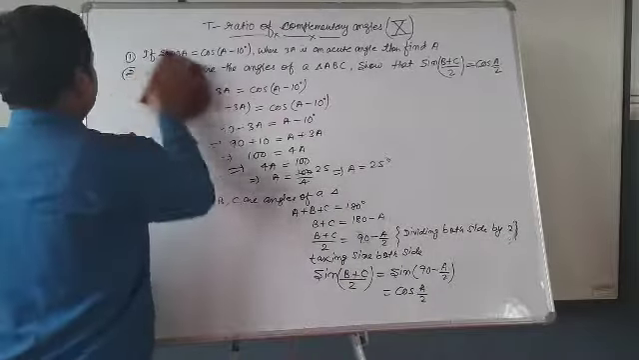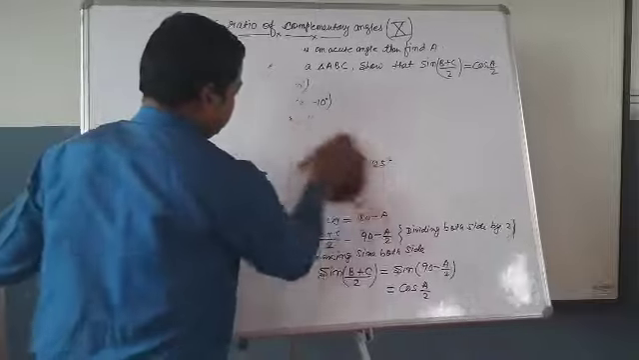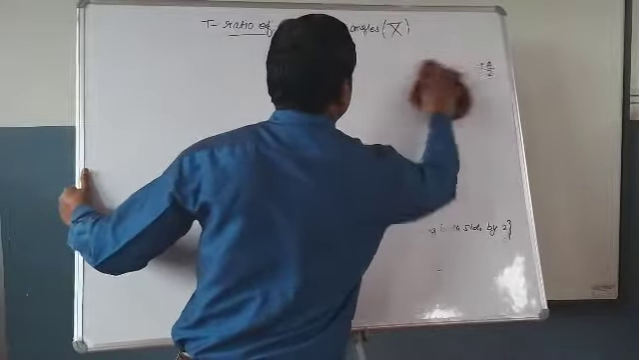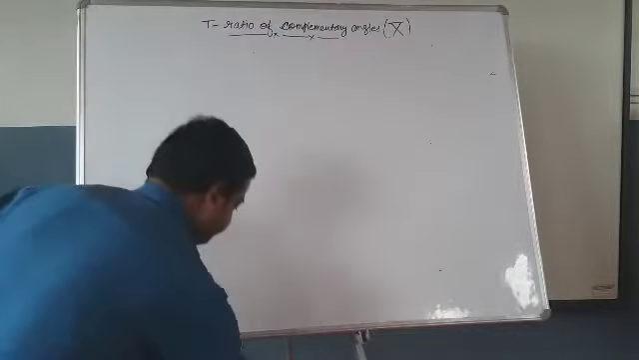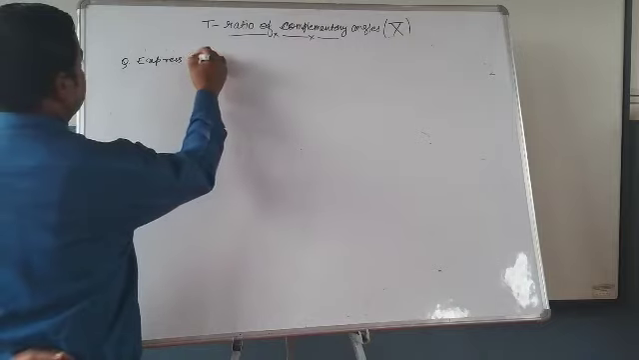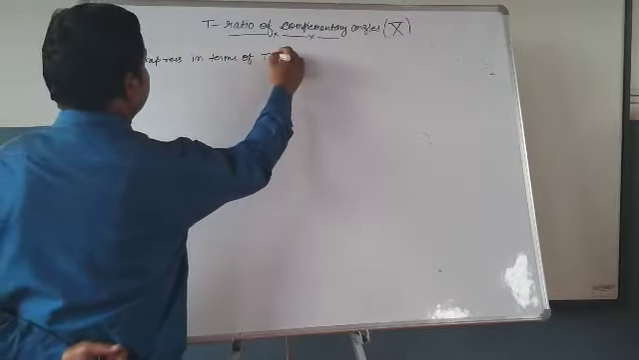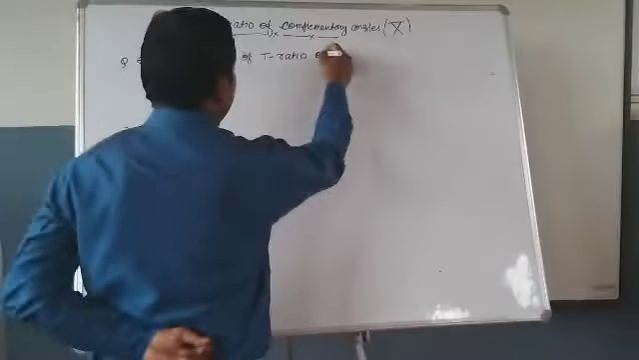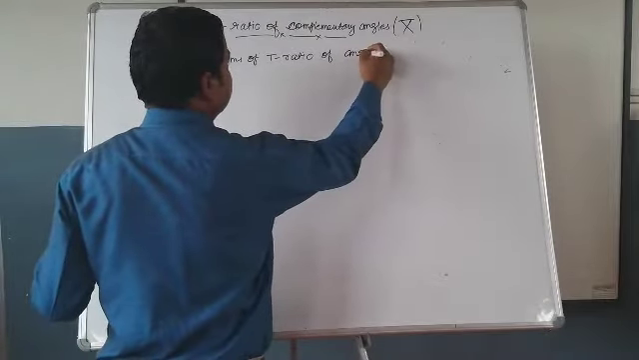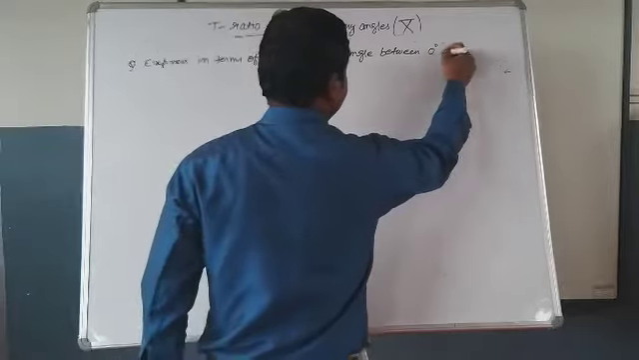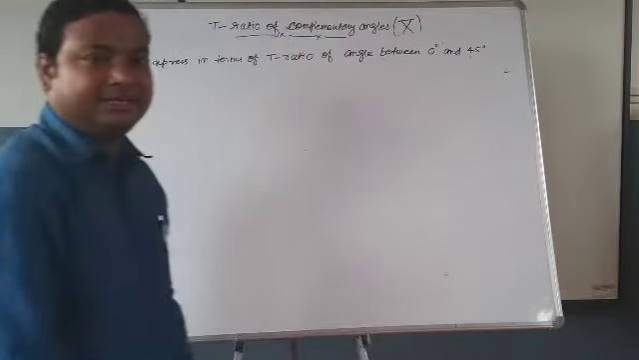Now look at the third question. Question number 3: express in terms of T ratios of angles between 0 degrees and 45 degrees.